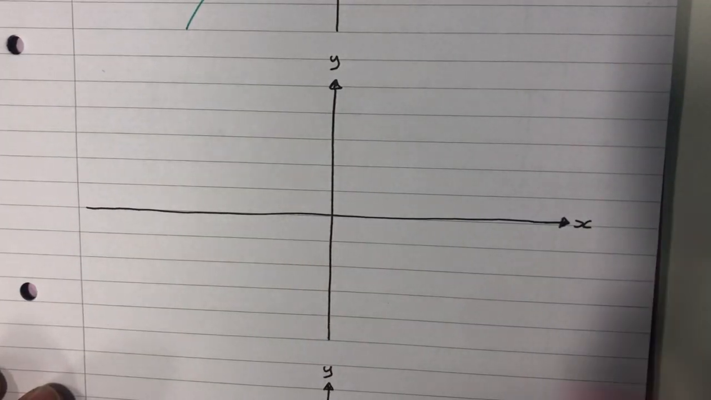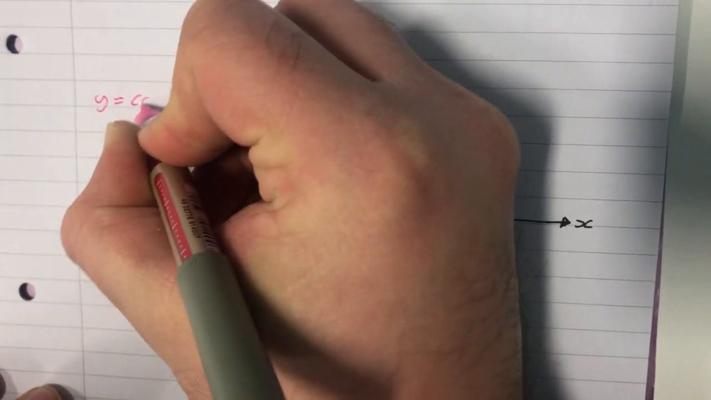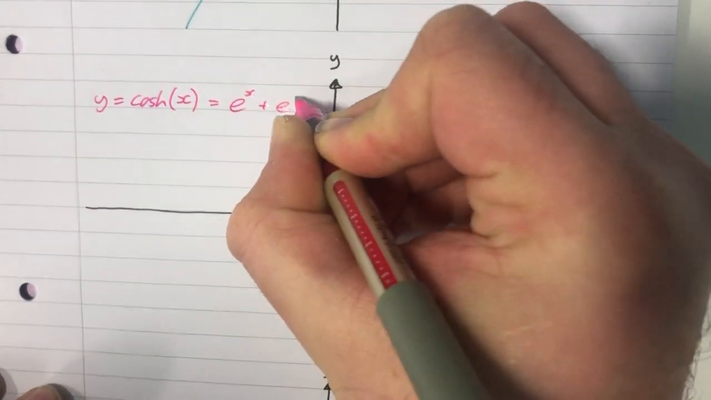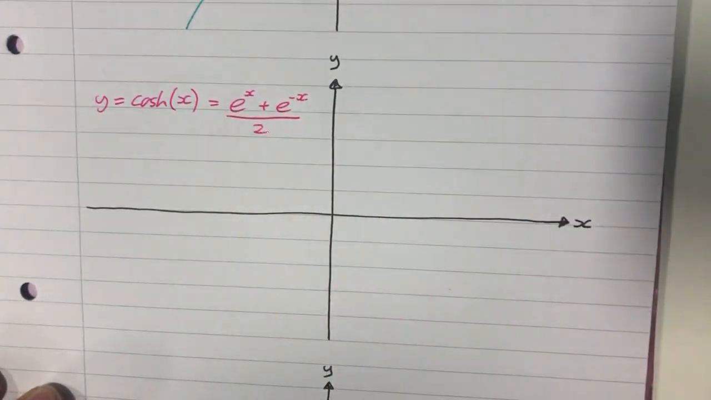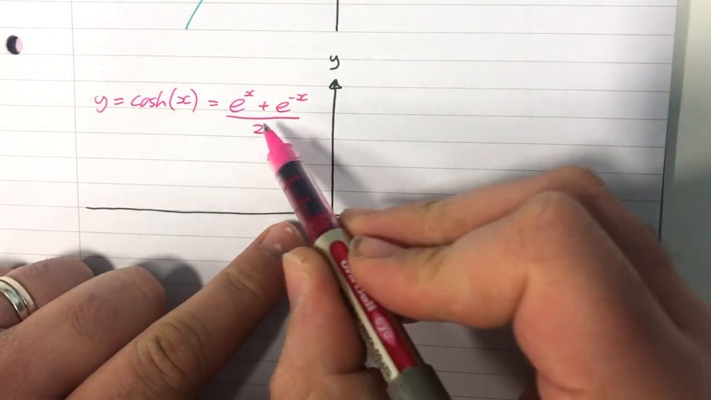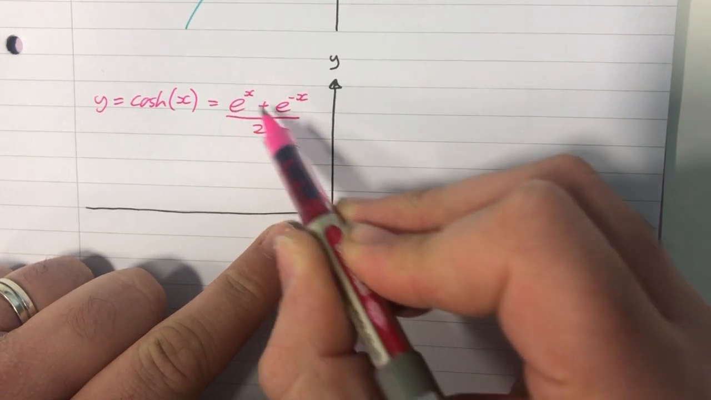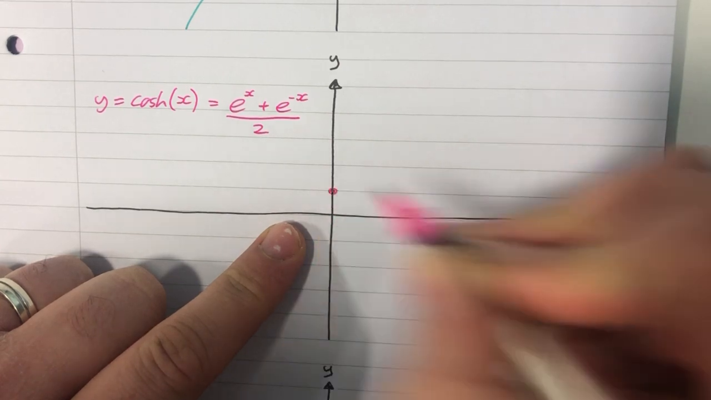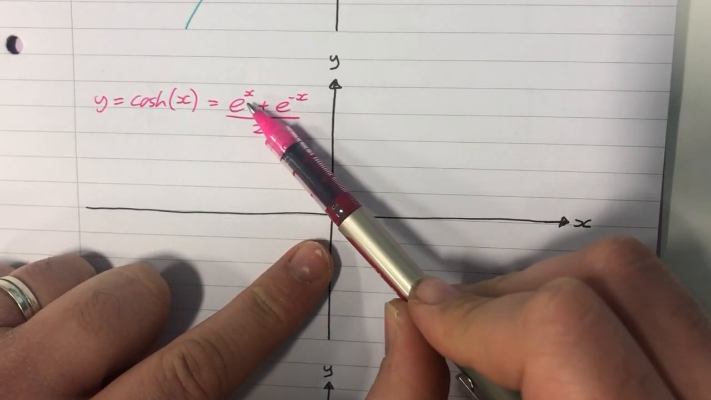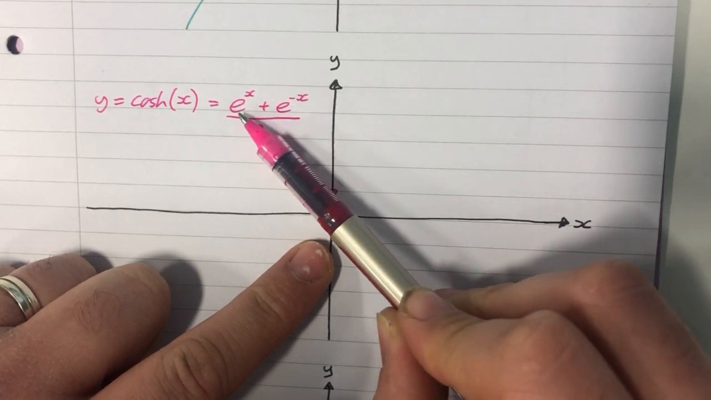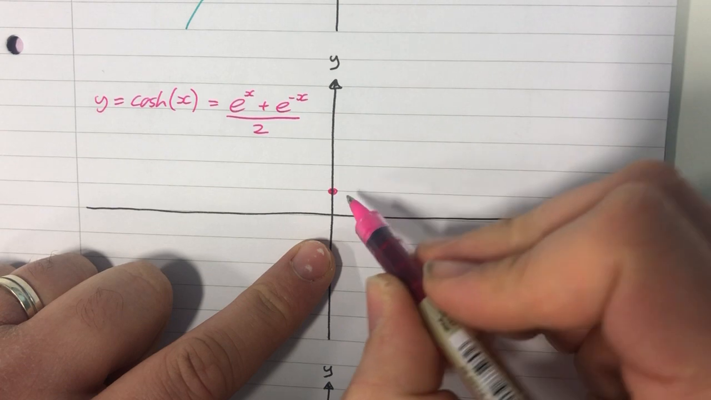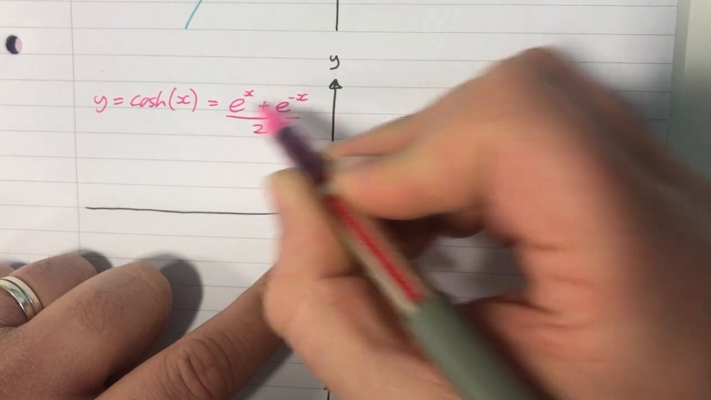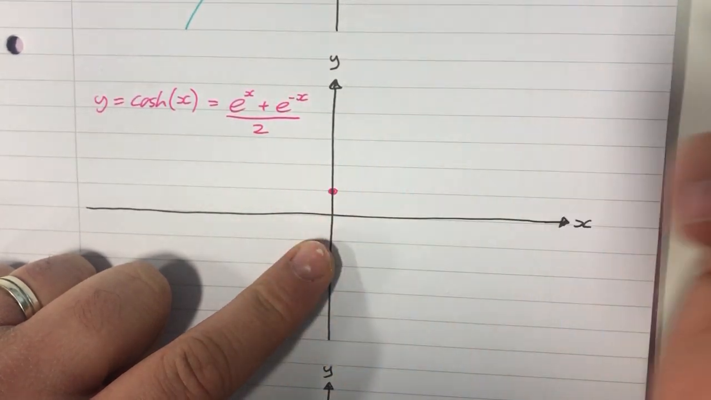Cosh then, so cosh of x, that's exactly the same, except it's e to the x plus e to the minus x over 2. And when x is 0, we're going to get 1 plus 1 this time. So that's 2, so 2 over 2, so it's actually going to go through 1 on the y-axis. When x gets really big, this again is going to disappear, so we're left with e to the x over 2, so it's going to look very similar to what it does over there. And as x gets really negative, that is going to disappear, and we're going to end up with, again, e to the x over 2.